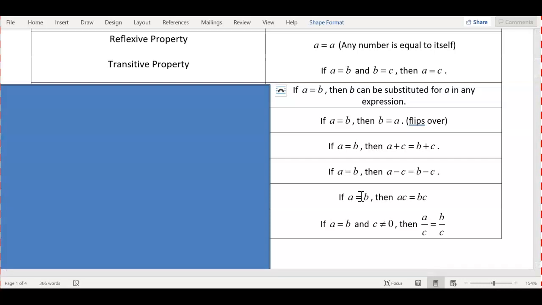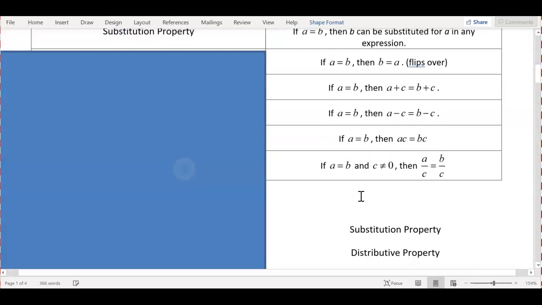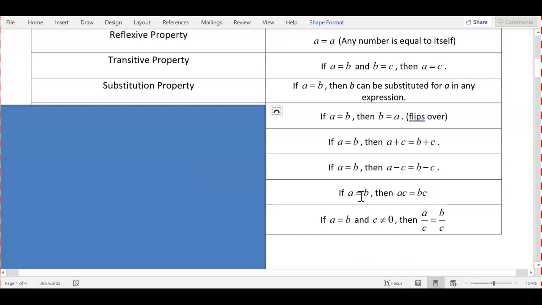All right, and then the next one, if A equals B, the B can be substituted for A in any expression. Okay? So anytime you substitute, it's just like it sounds, substitution is substitution. Okay, your substitution property.